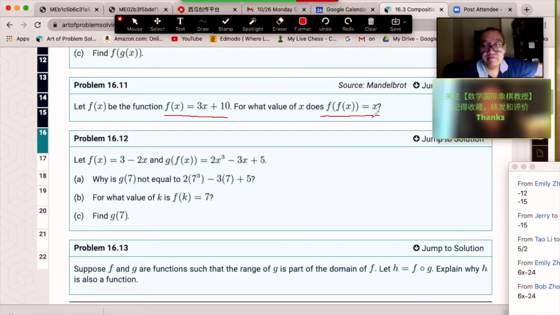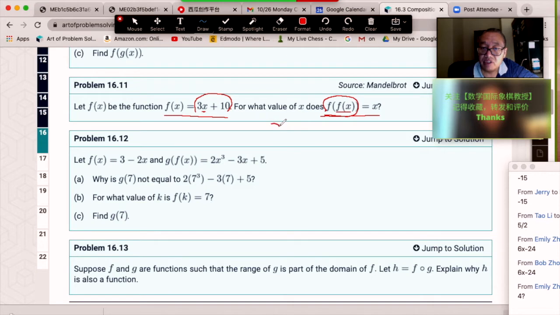How to do this? I suggest you do it step by step. Don't be scared. First, you need to understand what this is. See, this one that's f(x), it's a variable of f(x). So this function f(x) is 3x plus 10. That means here, you need to use f(x) to replace this x. f(x) is 3x plus 10.